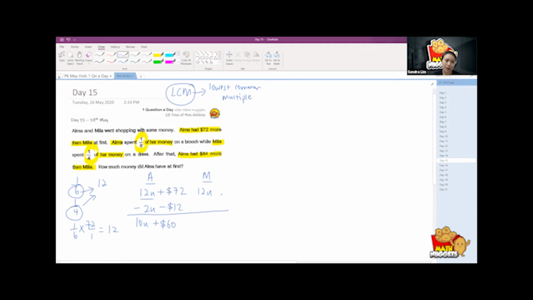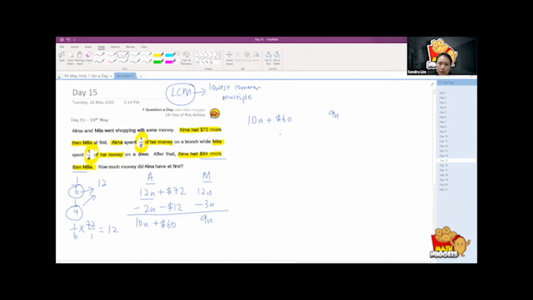Okay, then for Mila, she spent 1/4 of her money, right? So if at first she had 12U, taking away 1/4 of that, that would be 3 units, right? So we minus 3U. So Mila will be, in the end, she had 9U left. Okay, so now the next part, after that, Alma had $84 more than Mila. So that's the ending part, right? So in the end, Alma had this amount. In the end, Mila had 9U left.